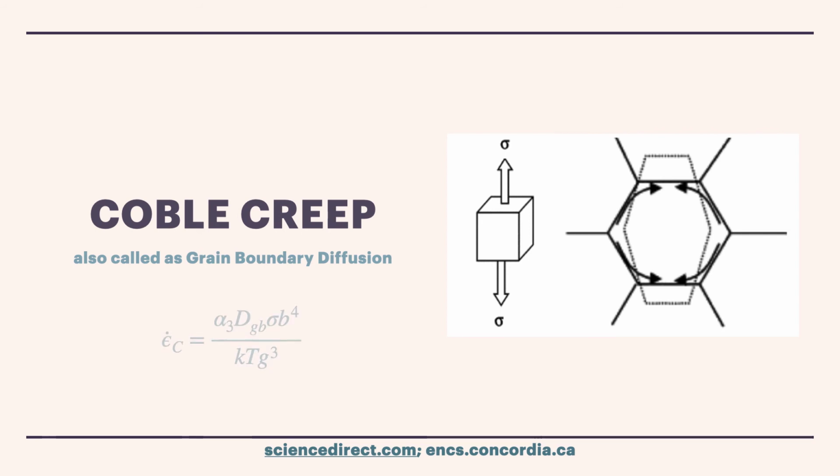A notable difference from the Nabarro-Herring creep in the equation of the strain rate is the power of the grain size d. Here it is to the power of 3, whereas in the Nabarro-Herring creep it is to the second power, and this indicates a stronger dependence on the grain size.